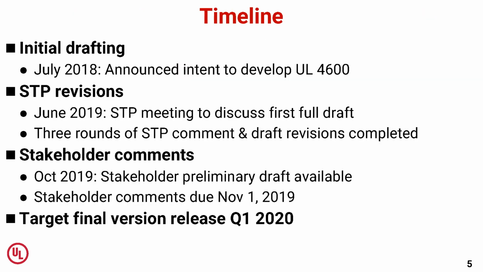Underwriters Laboratories announced in July of 2018 the intention to develop an ANSI UL 4600. A small task group developed the initial draft of the document. The STP met in July of 2019 to further edit the draft. In total, the STP has reviewed and further refined UL 4600 3 times, and now the document is out for preliminary or stakeholder review. The preliminary review comments are due November 1st. With that, I'm going to turn it over to Phil.